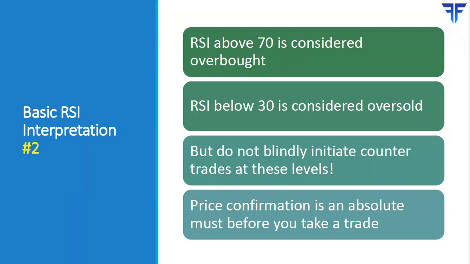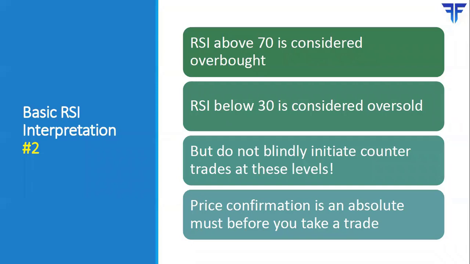Sometimes traders tend to blindly sell whenever the RSI has risen to 70, and blindly buy whenever the RSI has fallen to 30. Now, that's a very dangerous thing to do. One thing that you need to keep in mind is that whenever RSI rises to 70, it doesn't mean a sell. Similarly, whenever RSI falls to 30, it doesn't mean a buy. You need to wait for confirmation from the price.